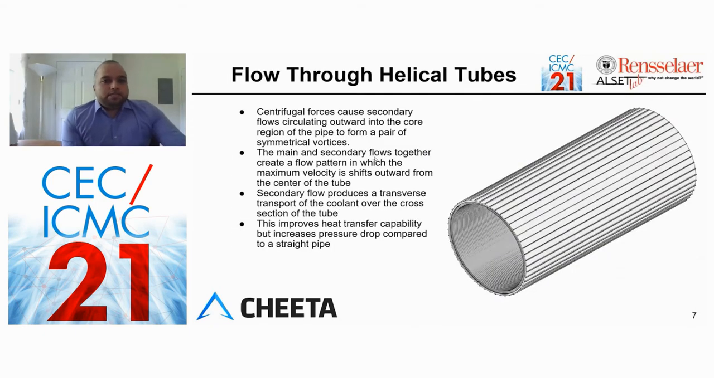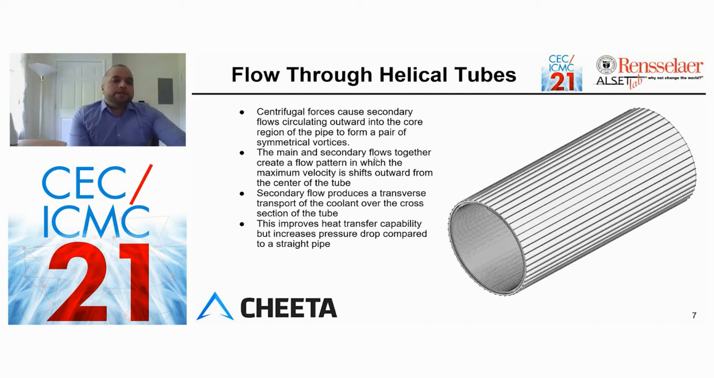There are certain advantages to using helical tubes for heat exchange. Centrifugal forces in a fluid flowing through a curved pipe cause secondary flows circulating outwards into the core region of the pipe to form a pair of symmetrical vortices. The combination of main and secondary flows creates a flow pattern in which maximum velocity is shifted outward from the center of the tube. The secondary flow produces a transverse transport of the fluid over a section of the pipe.